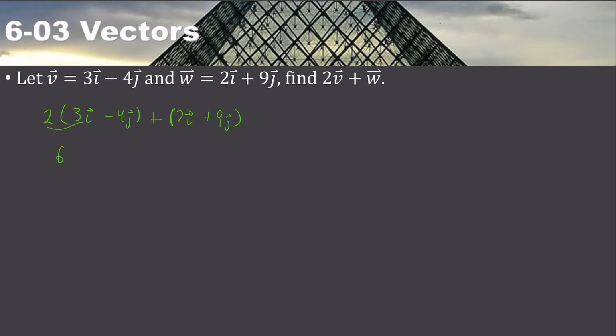So 2 times 3 is 6. I'm just going to distribute. And then collect like terms. So I have 6i and 2i is 8i. Then I have negative 8j plus 9j, which would be 1j. So it's 8i plus j.